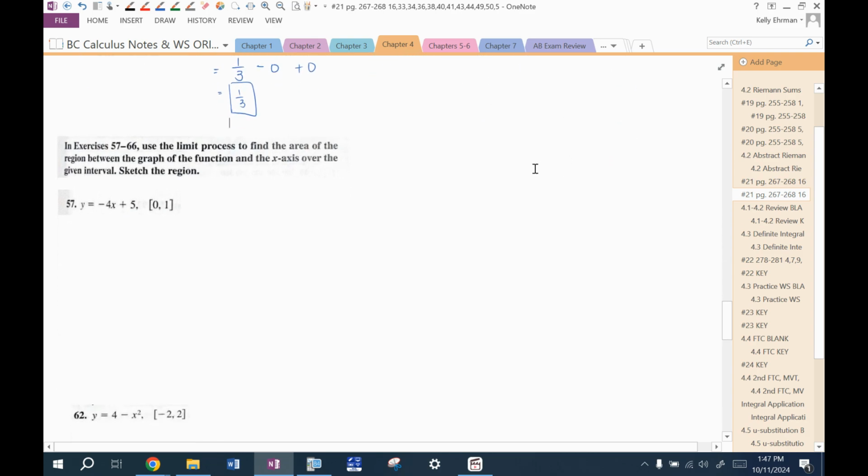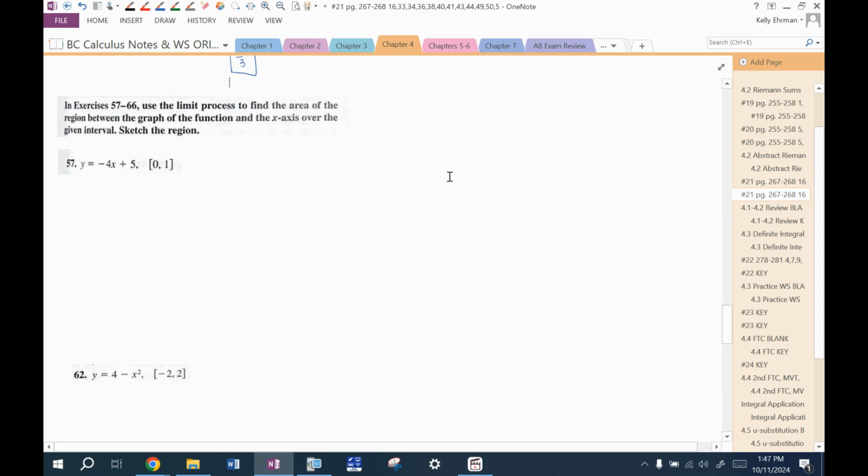And that leads us into these problems here. Use the limit process to find the area of the region between the graph of the function and the x-axis over the interval. Sketch the region. So start with the sketch. We're on 0 to 1. So if you plug in 0, you get 5. If you plug in 1, you get 1.